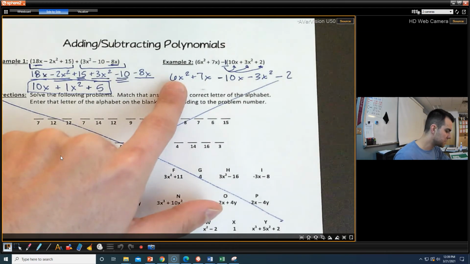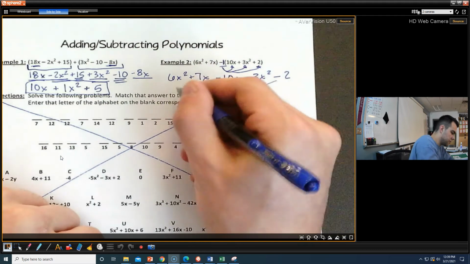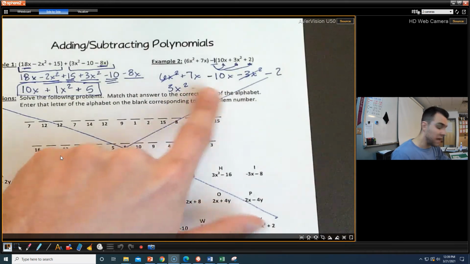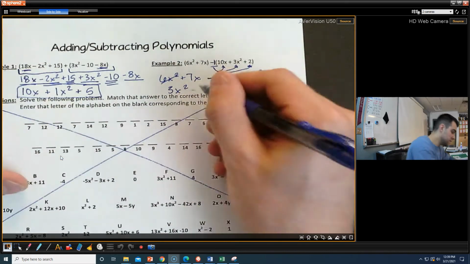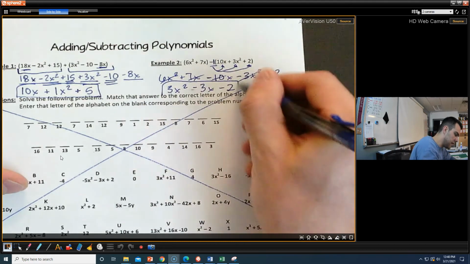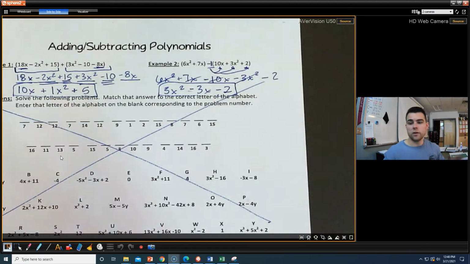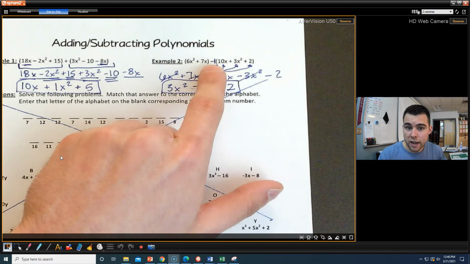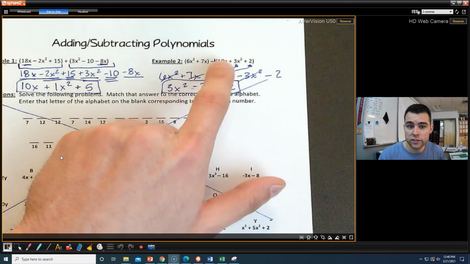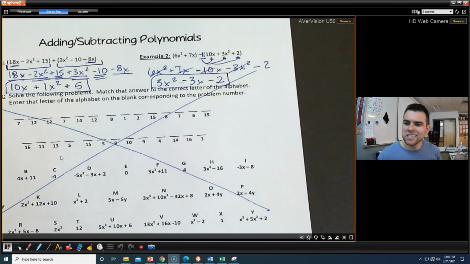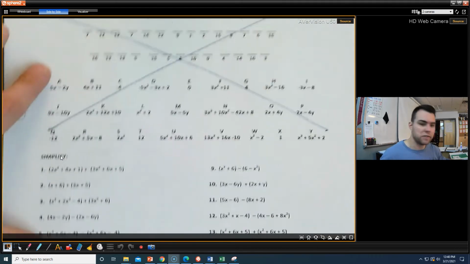So 6x squared minus 3x squared is 3x squared. 7x minus 10x is negative 3x. And then finally, we have the minus 2, which is all by itself down there. Okay? So the only thing we need to remember when we're actually subtracting these guys is if I have a minus sign out in front of my parentheses, I just need to change the sign of all these numbers. That's all I did. Okay?